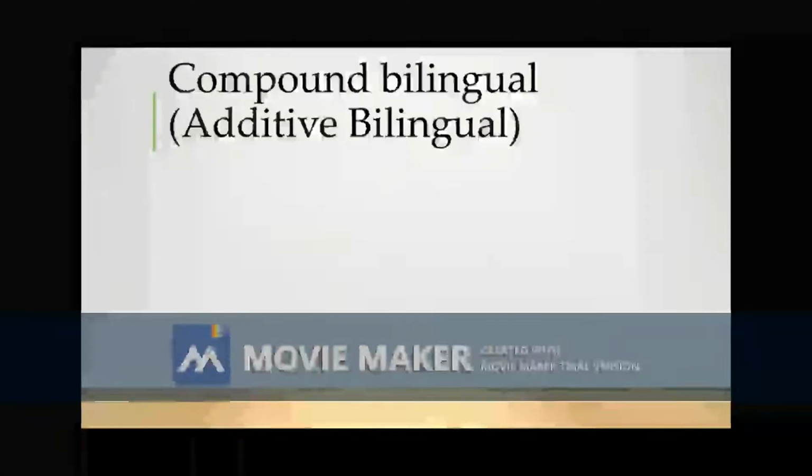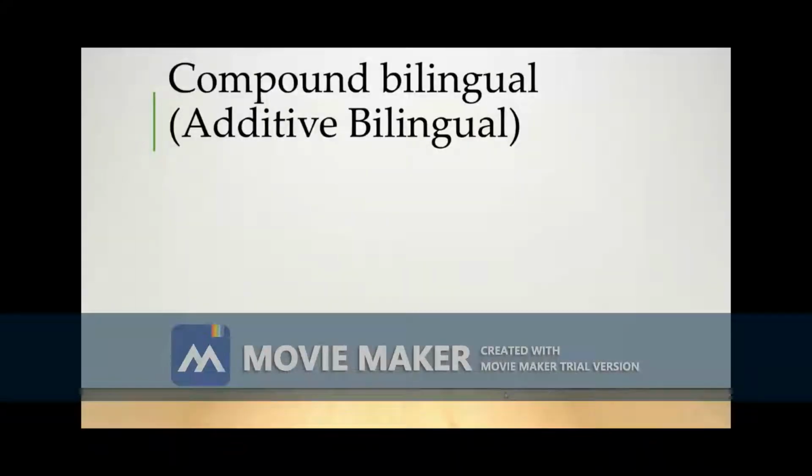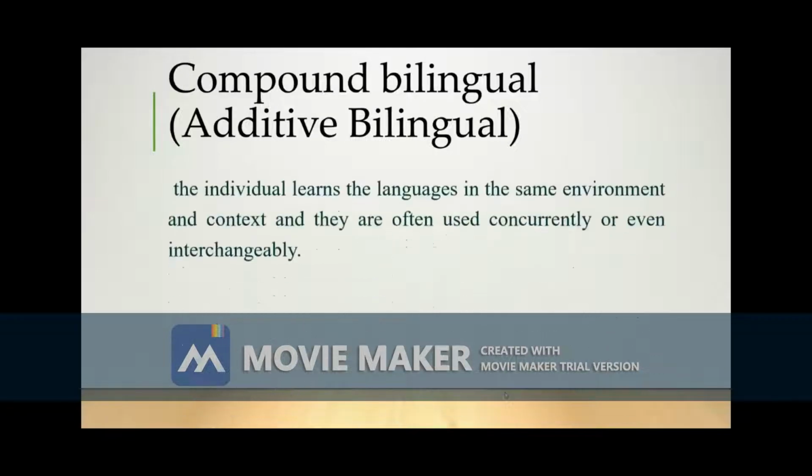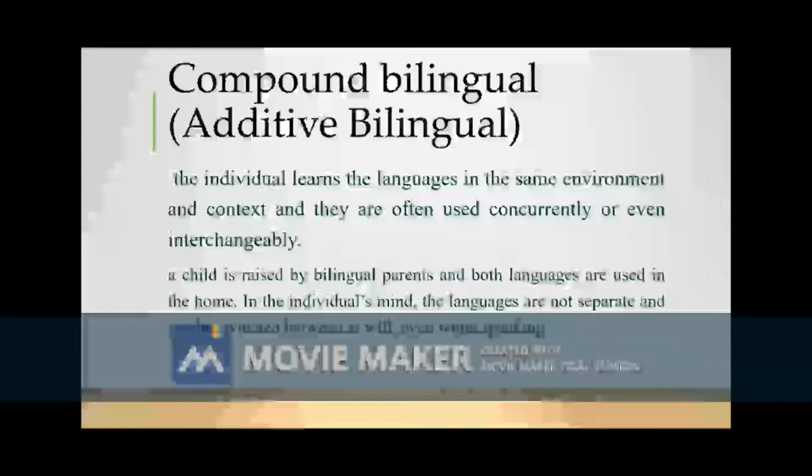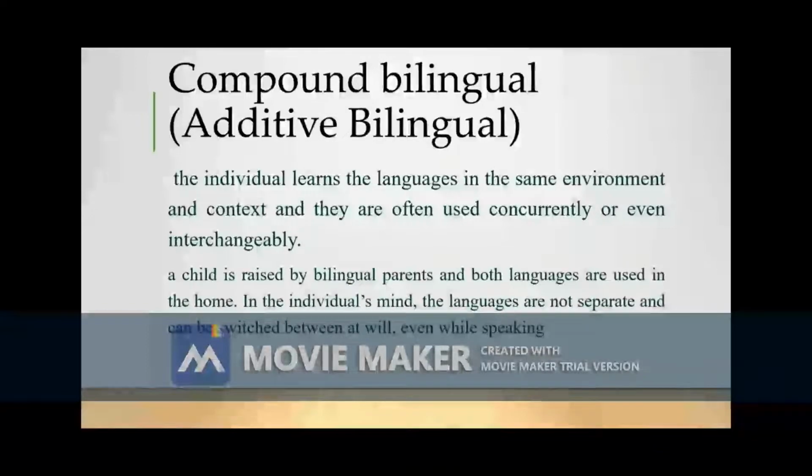Compound bilingual, additive bilingual. The individual learns the languages in the same environment and context, and they are often used concurrently or even interchangeably. For example, a child is raised by bilingual parents and both languages are used in the home. In the individual's mind, the languages are not separate and can be switched between at will, even while speaking.